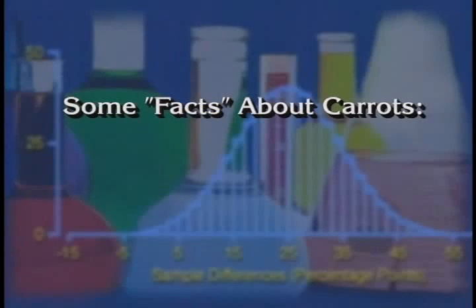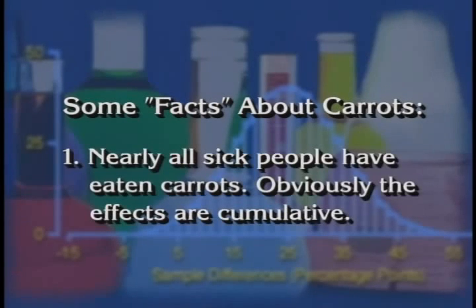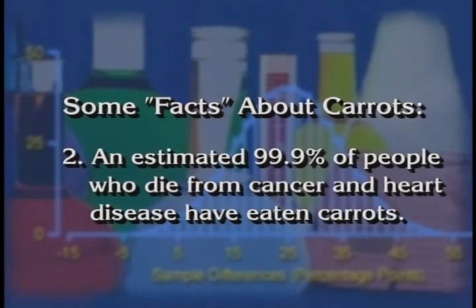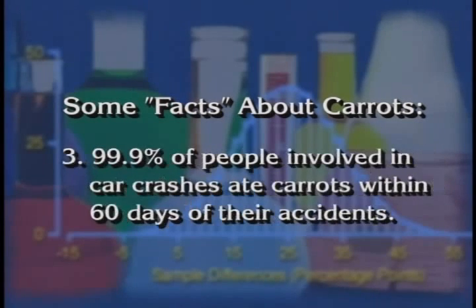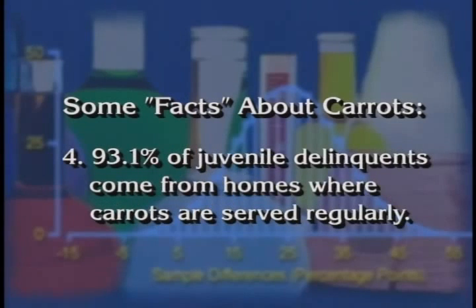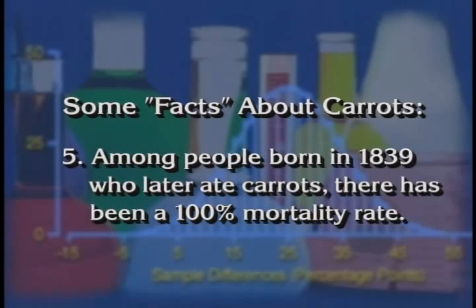You see here a list of some tongue-in-cheek facts about carrots. Nearly all sick people have eaten carrots. Obviously, the effects are cumulative. An estimated 99.9% of people who die from cancer and heart disease have eaten carrots. 99.9% of people involved in car crashes ate carrots within 60 days of their accidents. 93.1% of juvenile delinquents come from homes where carrots are served regularly. And finally, among people born in 1839 who later ate carrots, there has been a 100% mortality rate.